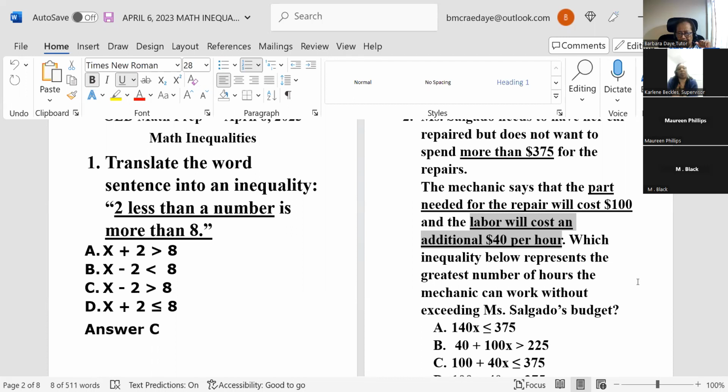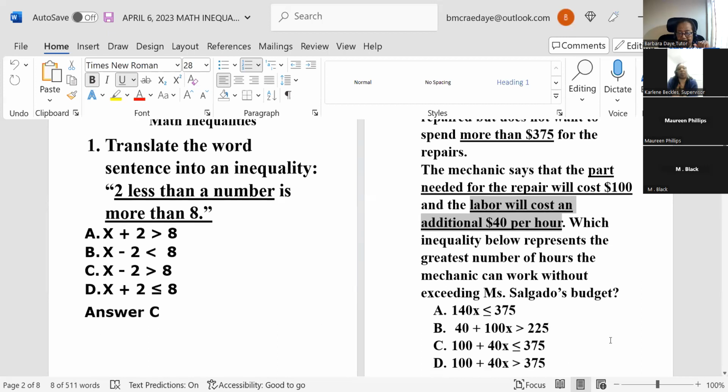Repairs. For the part needed for the repair. The part is $100. That's a fixed cost. The labor is a variable cost depending upon the number of hours, right? So you've got a fixed cost for the part, $100, and a labor cost of $40 per hour. Keep that in mind when you're setting up the inequality, right?